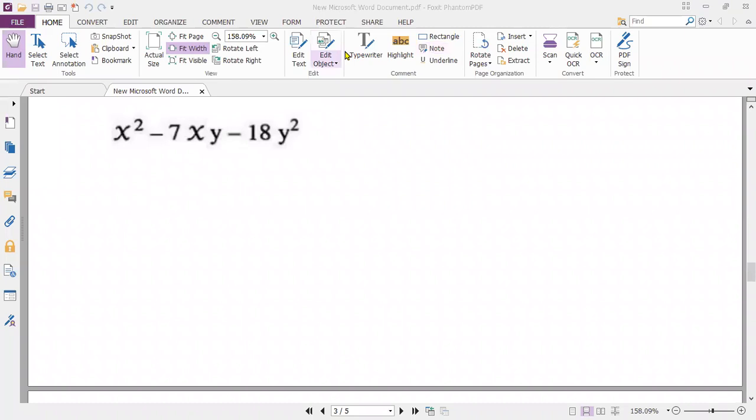Here we have the last term is negative 18. So focus on negative 18 and focus on -7. What is this negative 18? Negative 18 is the product, and -7 is the sum. So I want to get two numbers, their product is -18, and their sum is -7.